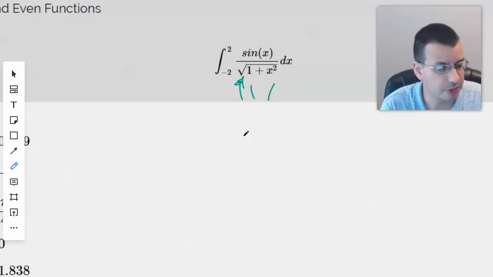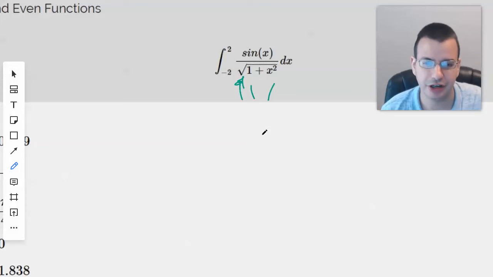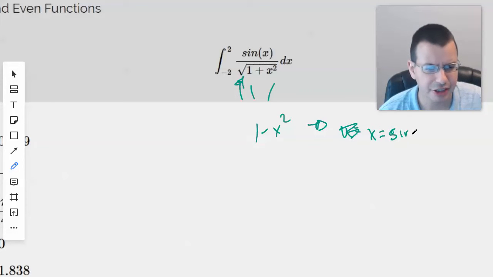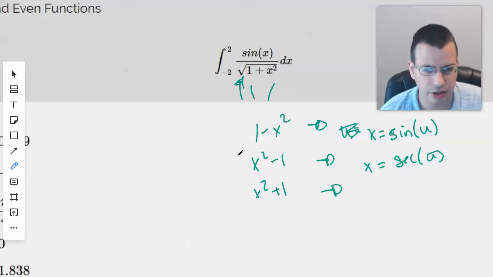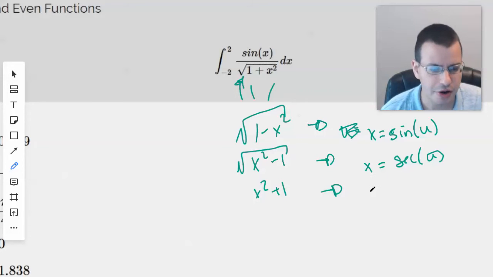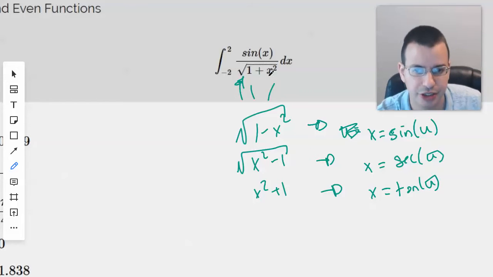So inverse trigonometric substitution. Your thought process is, all right, if we have 1 minus x squared, then you can do x equals sine of u. But that's not what we have. If you have x squared minus 1, you say x equals secant of u. And if you have x squared plus 1, then you say x equals tangent of u. But this doesn't really fit any of those, because this looks most like tangent, but you're supposed to have the square root under it.